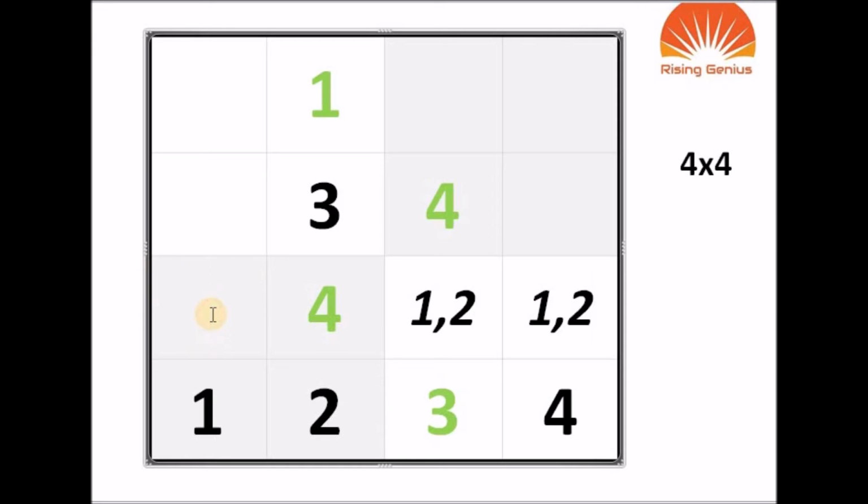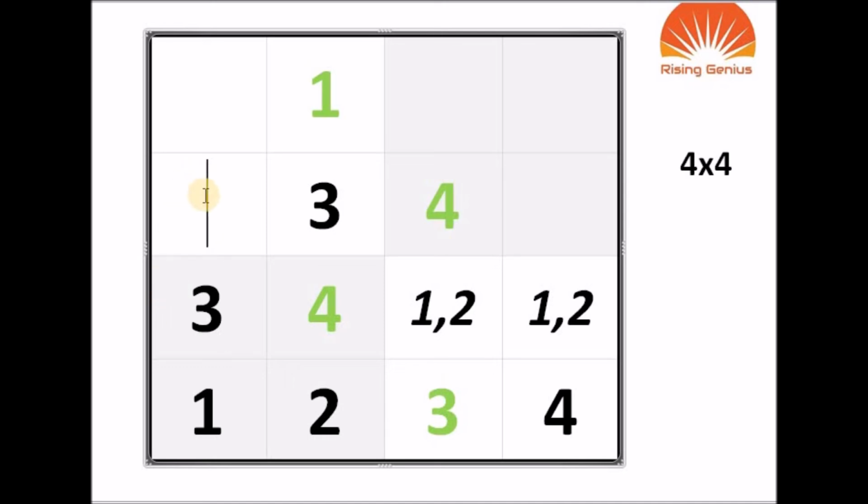Let's see here. What number can come here? Can 1 come? No. Why? Because 1 is here. Correct. 3 can come. Why can 3 come? Because 3 is not here. 3 is left in this big grey box. Only 3 is remaining. Yes. Very good. So 3 will come here. Superb. You're getting it.